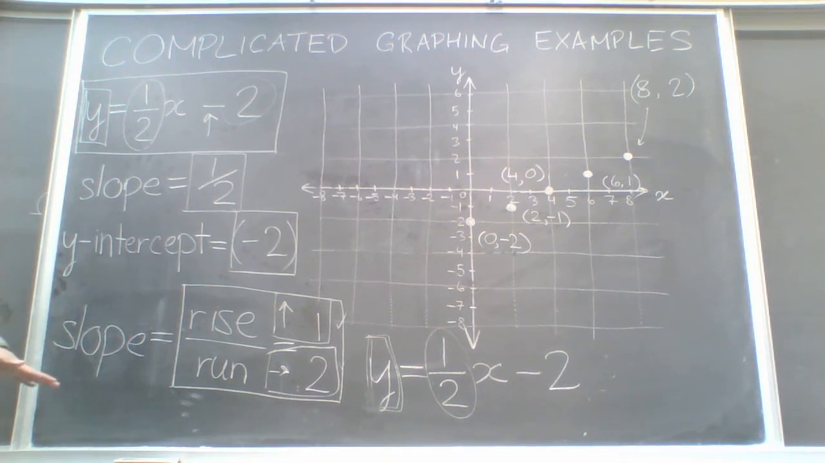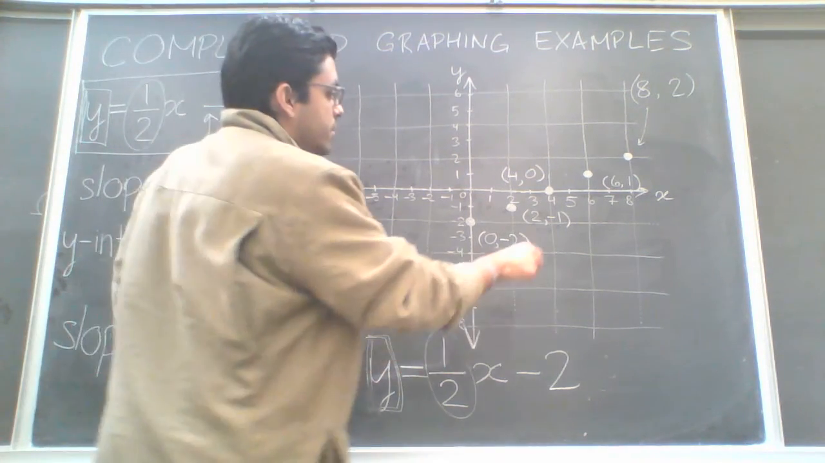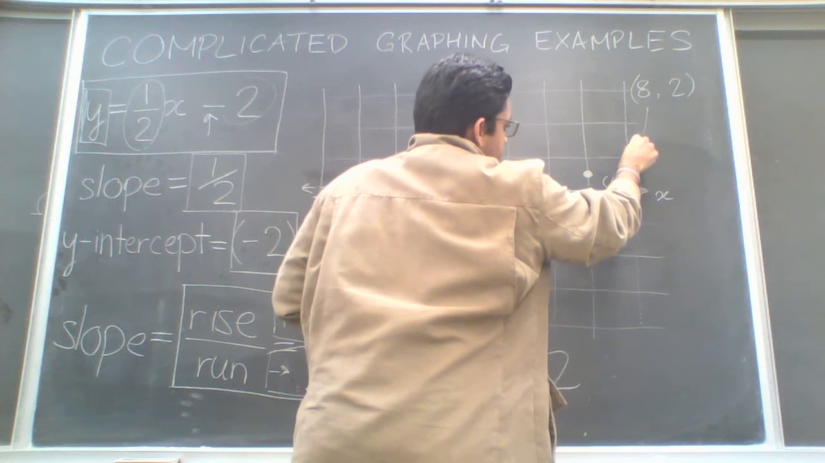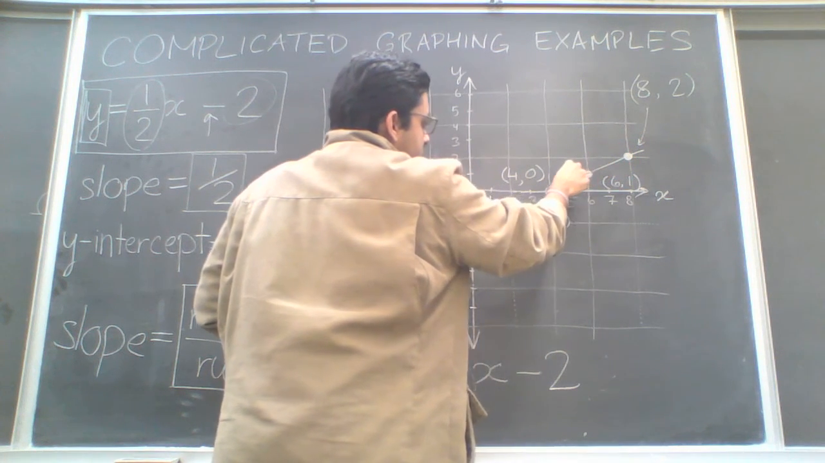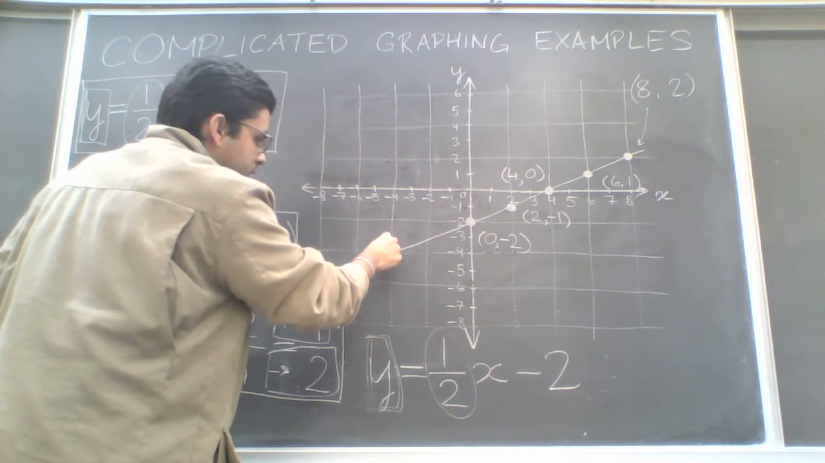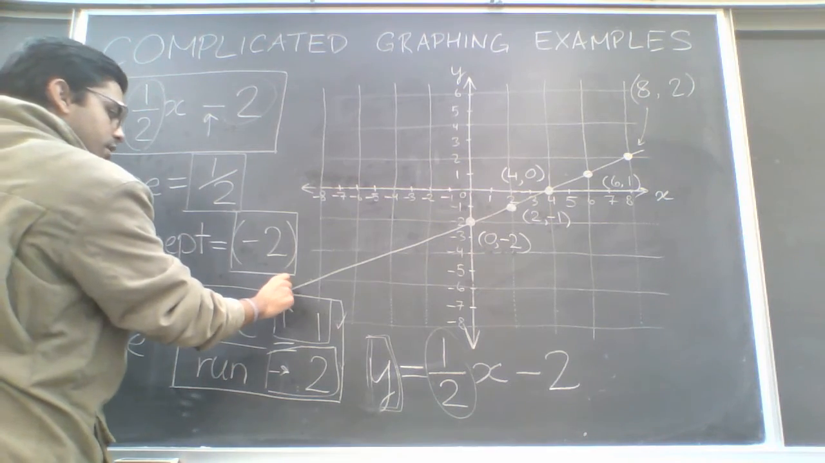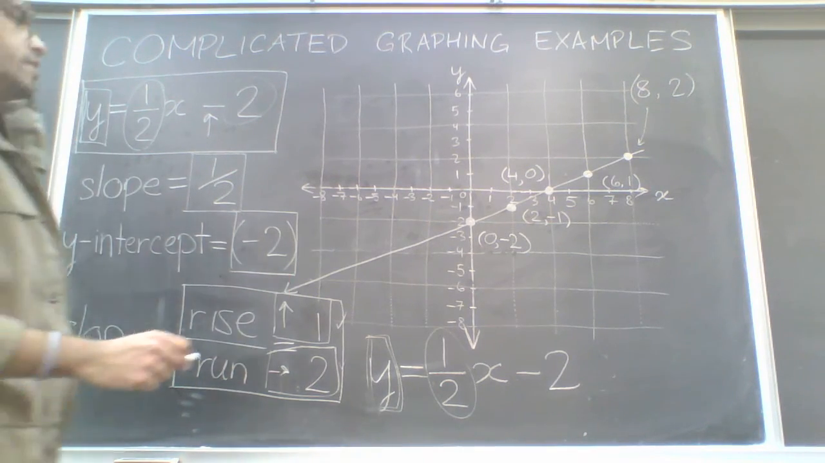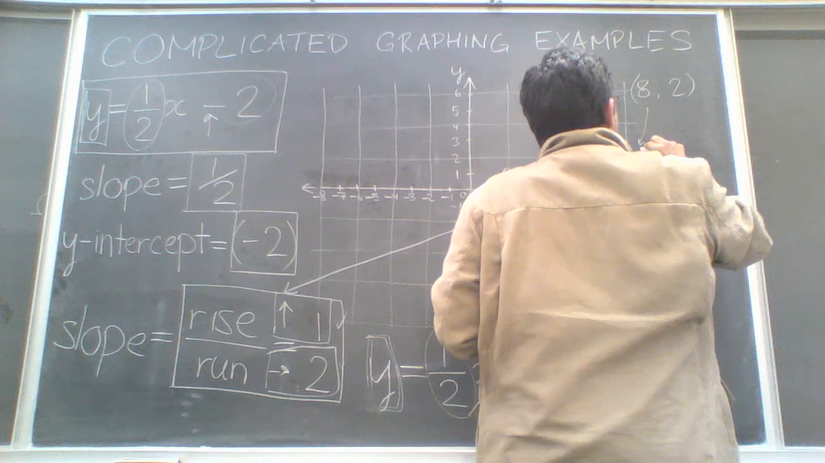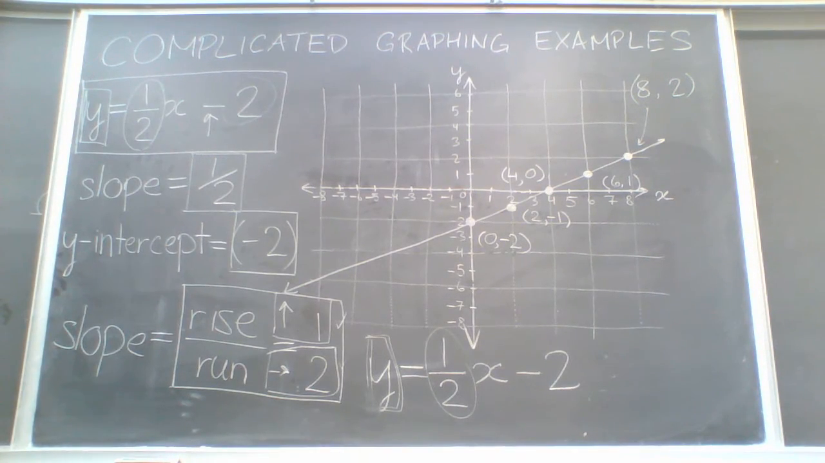So now we've got a whole bunch of dots. We can connect those dots with hopefully a straight line. Let me give this a go, and we'll see how this turns out. Something like that. And that is your line. That is your graph of the line y equals 1/2 x minus 2. Hopefully that came out kind of straight.